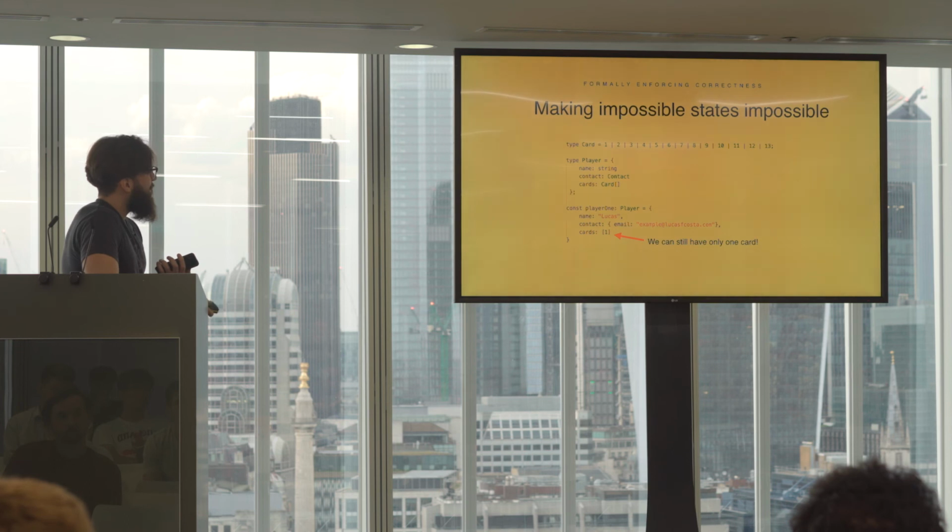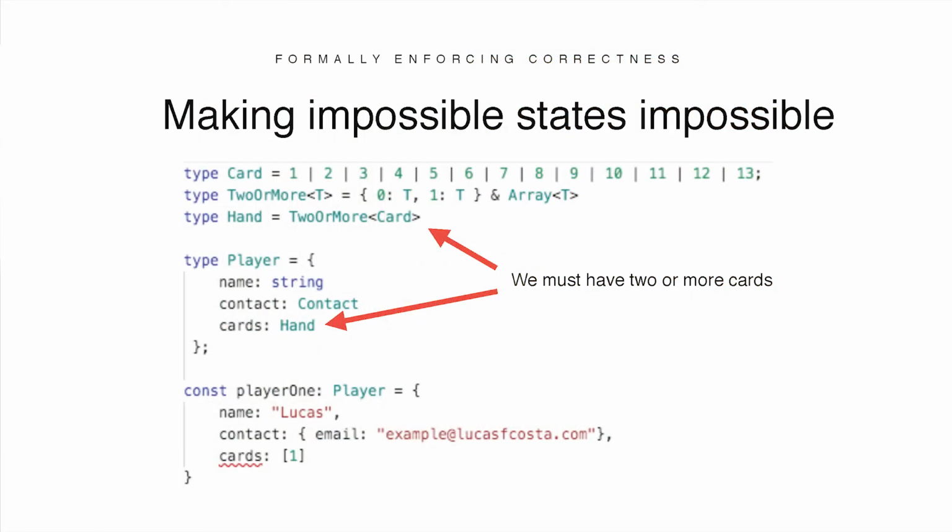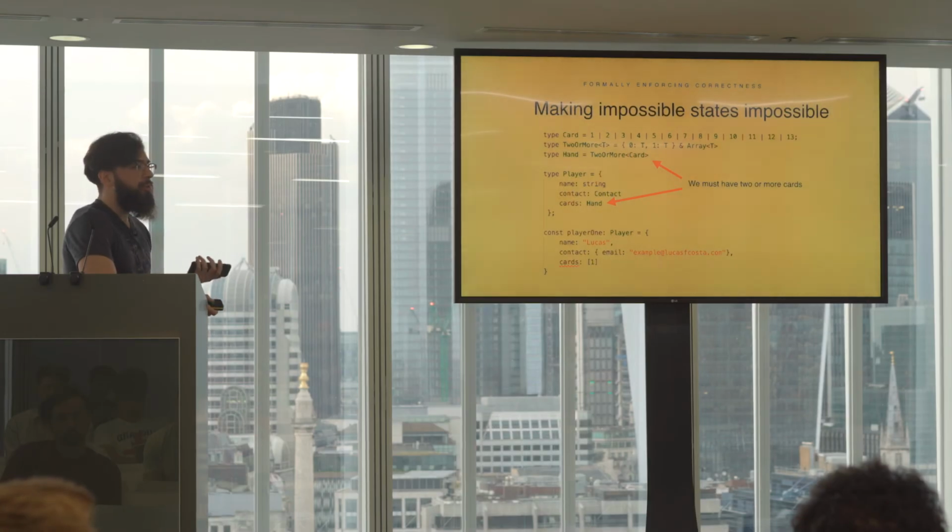cards, right? So what I can do here is create a type hand, which is basically something that contains 2 or more cards. So what I do there is create an intersection type, right? It must have 0 and 1, and it must be an intersection with an array. Those first 2 must be defined, and now I cannot have a single item anymore in my cards. So I also don't have to test for that possibility. It's one more state I eliminated just by using types.